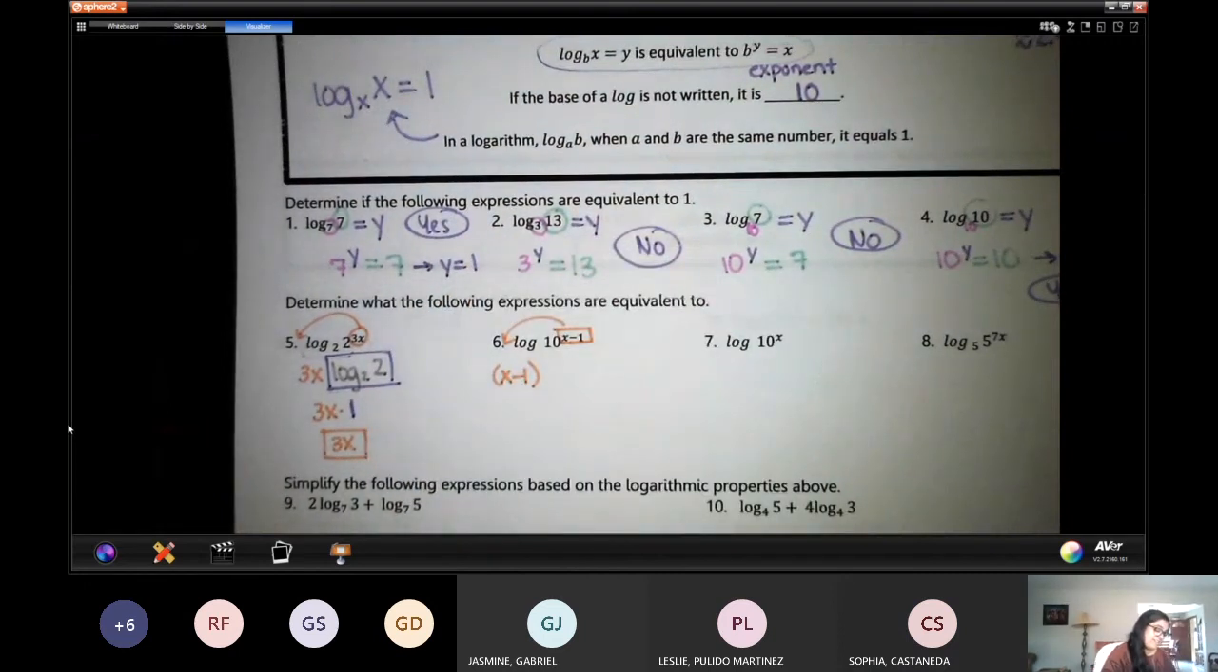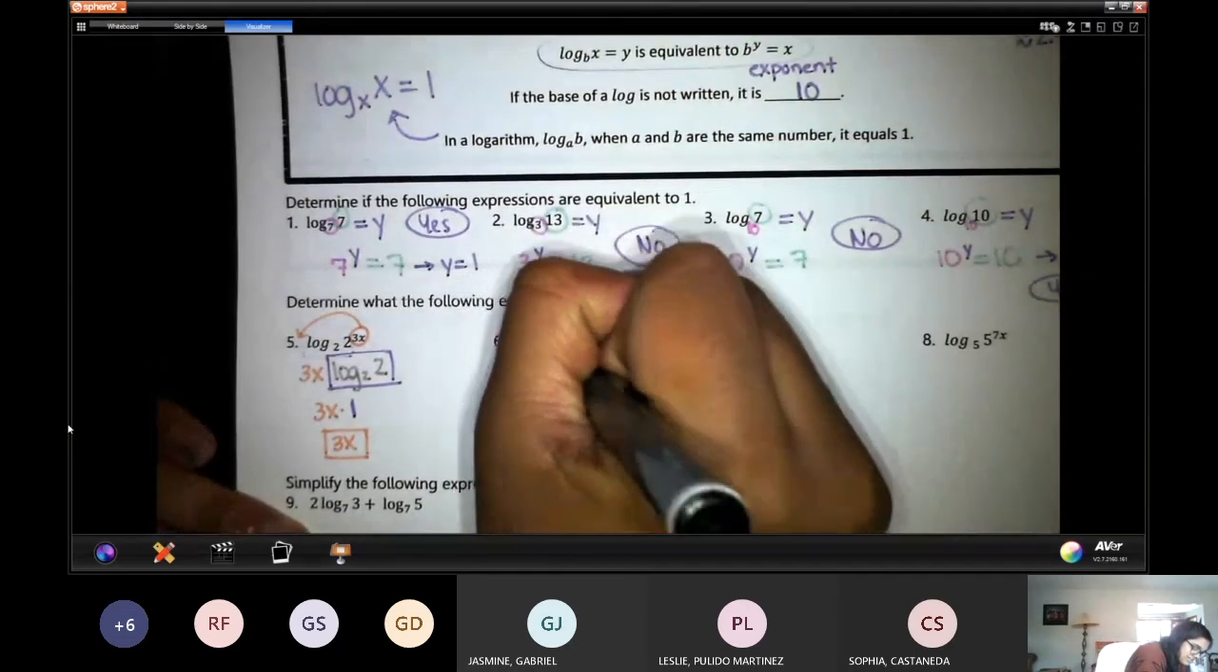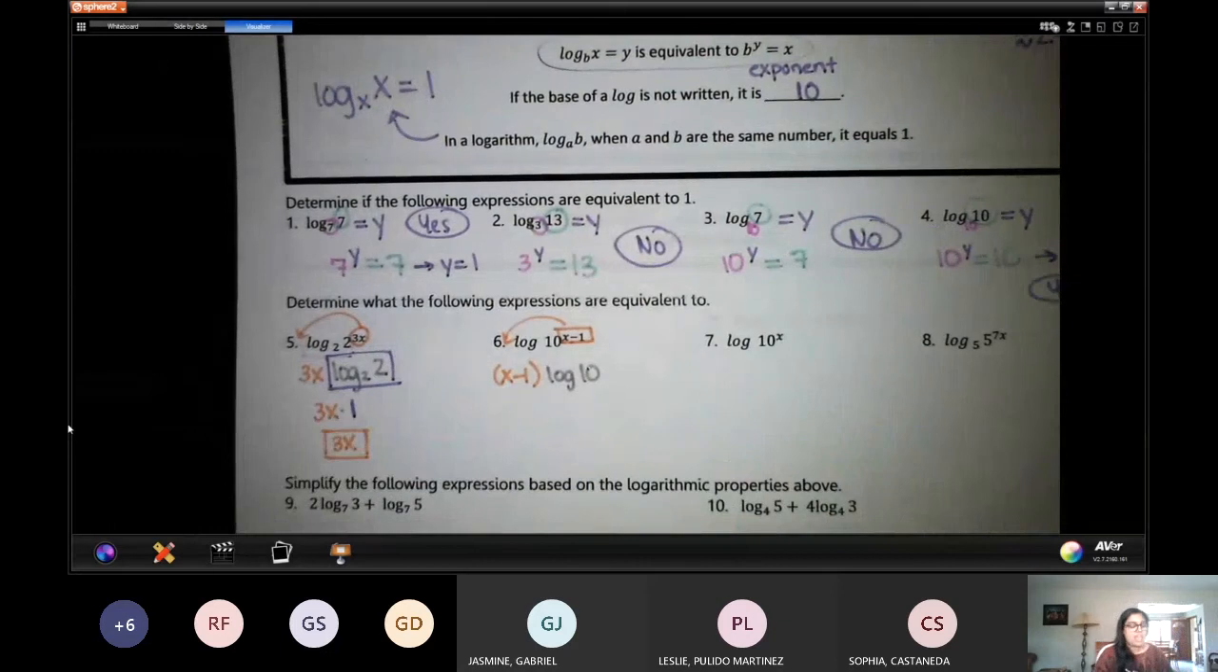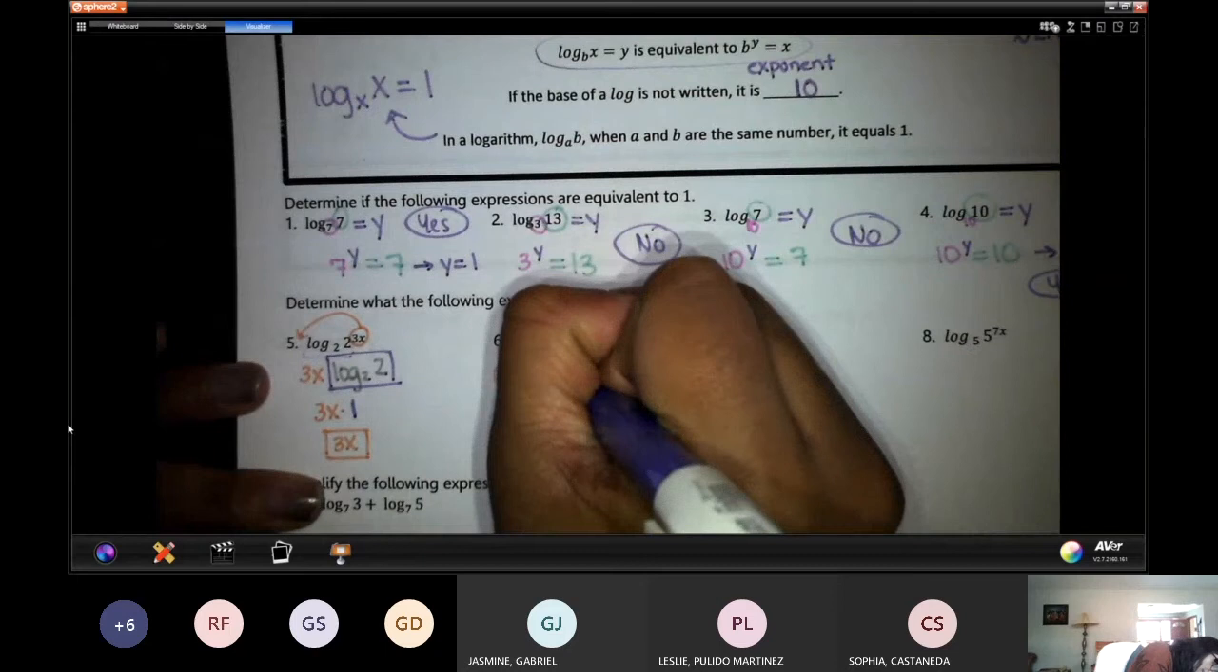All right, so from here we have our x minus 1, and then we still have our log 10, right, that we just bring down. Now let's deal with this log 10. So what's our invisible base here? 10, very good. So here's our invisible base right here.